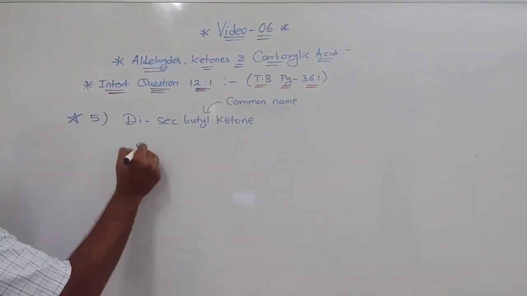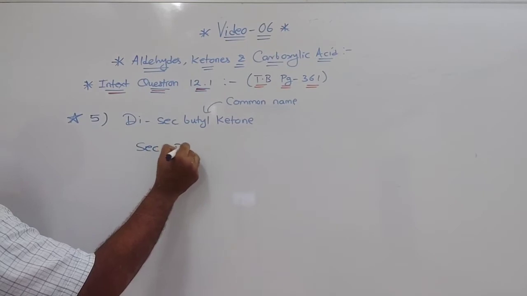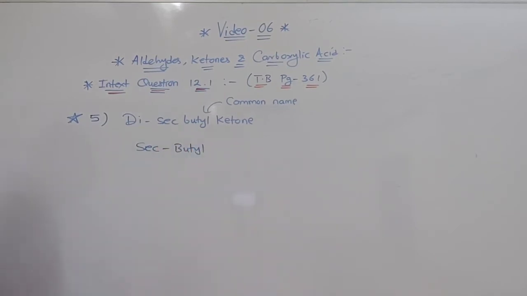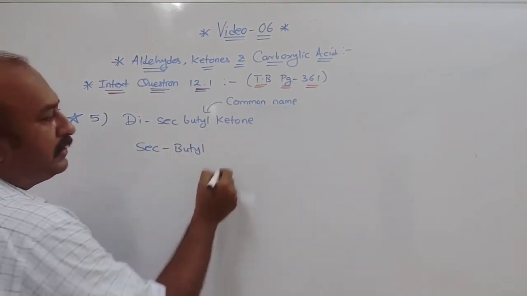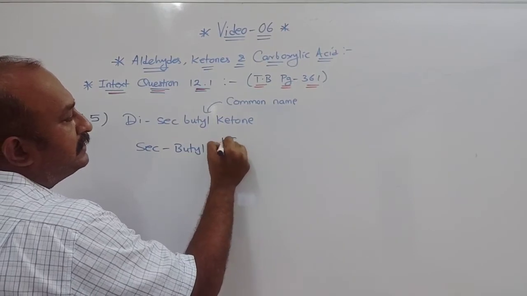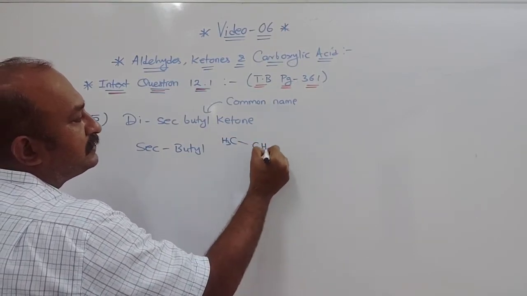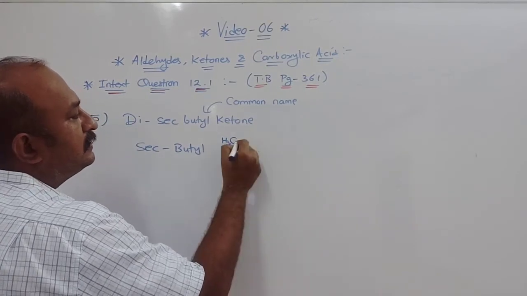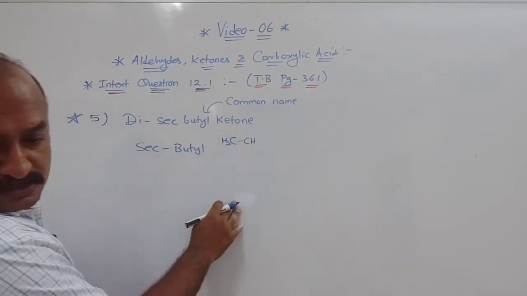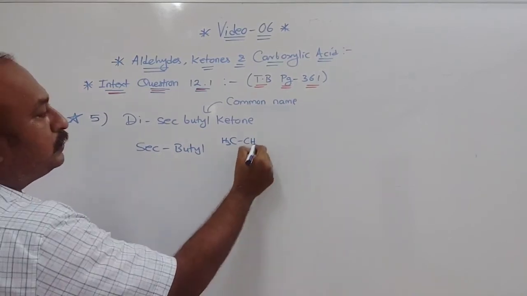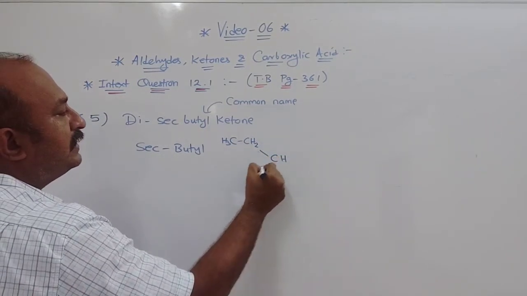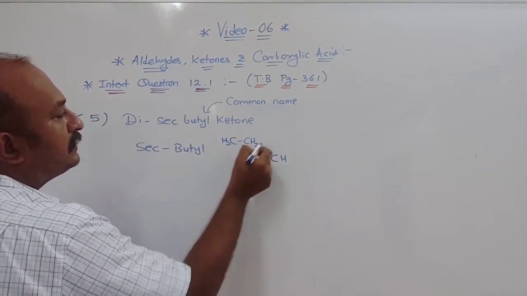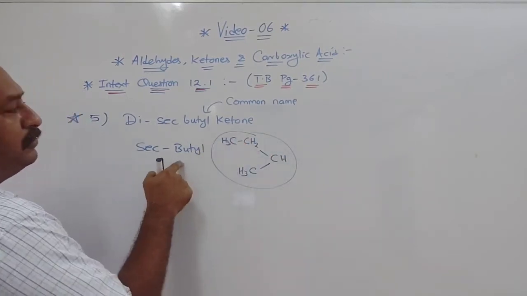Now when we say secondary butyl, first I will just explain what secondary butyl is. Secondary butyl can be written like this: CH3, CH, and here, sorry, CH3, CH2, CH, and here CH3. Okay, so this is your secondary butyl.